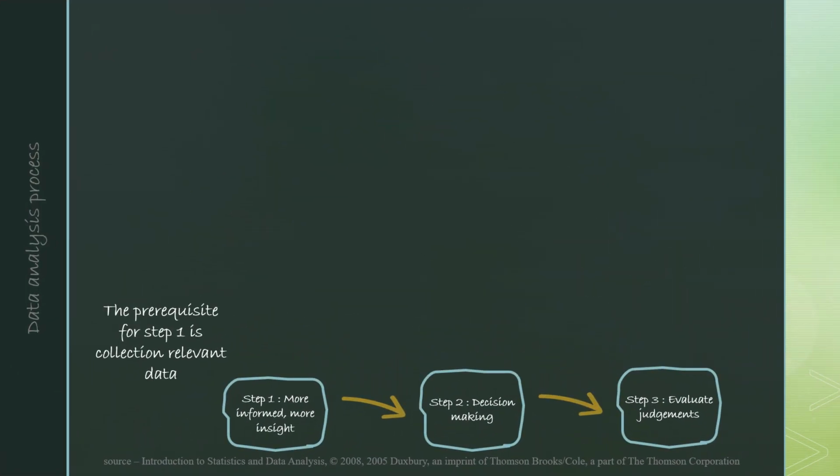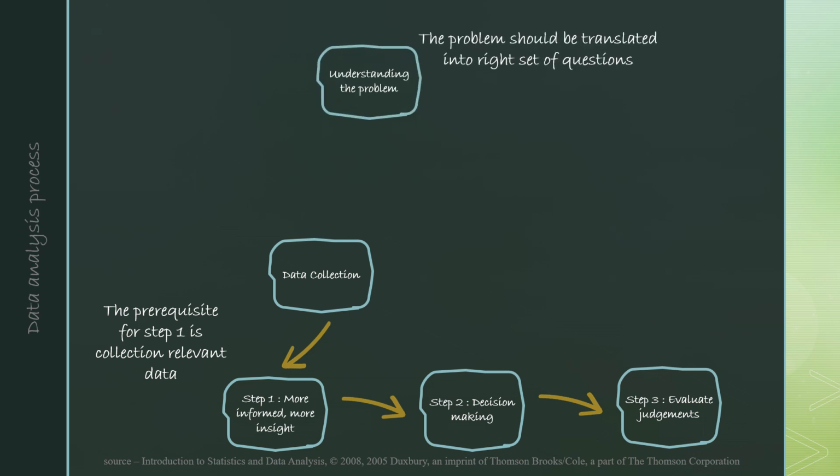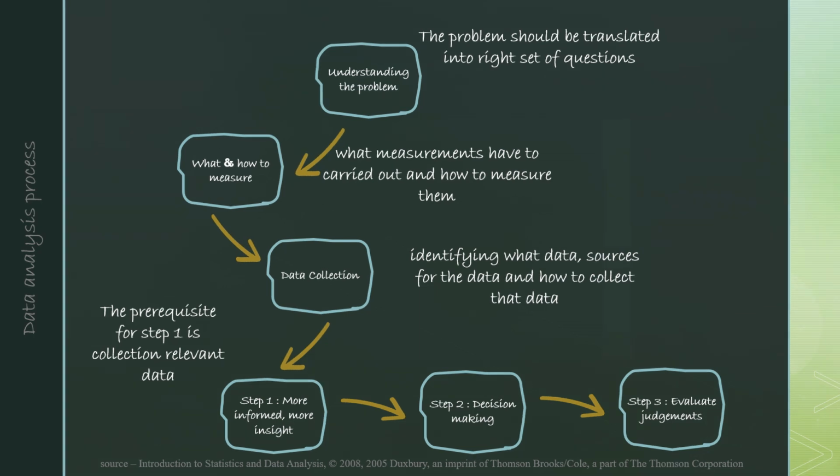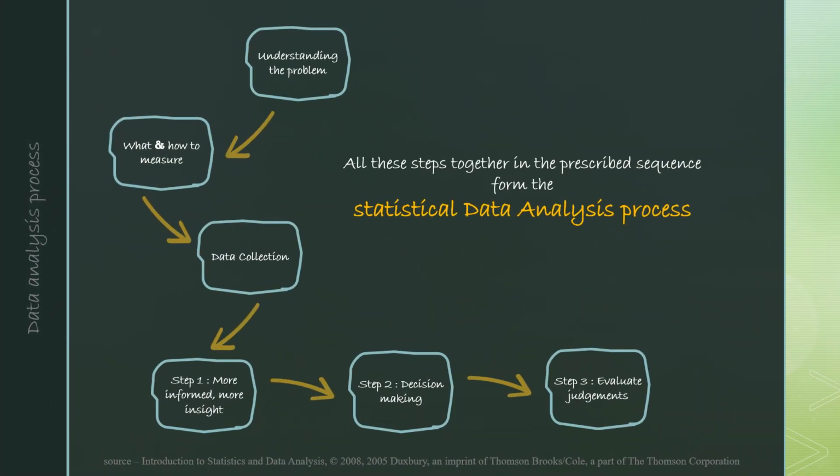The prerequisite for step 1 is collection of relevant data. Quality of data collected starts with a very good understanding of the problem under study. The problem should then be translated into the right set of questions for which the study should seek the appropriate answers. That leads to fixing what measurements have to be carried out and how to measure them. That in turn should lead to identifying what data, sources for the data, and how to collect that data. All these steps together in the prescribed sequence form the statistical data analysis process.